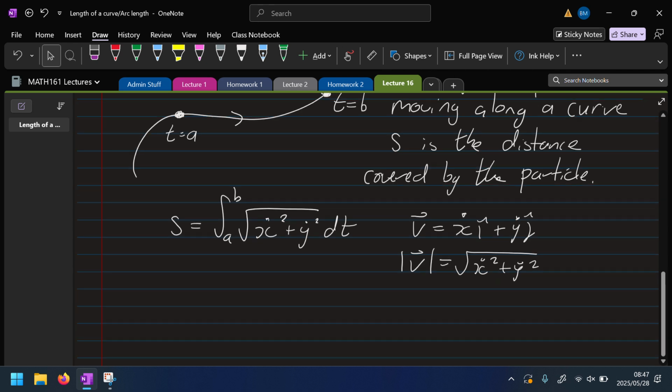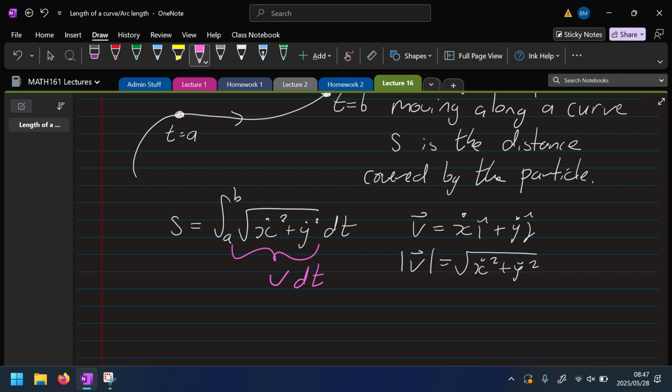So here, if we look at this equation again, this root of x dot squared plus y dot squared, that's just your speed v, without the vector, so it's just your speed times dt. But speed multiplied by time, that's distance. And the integral is just adding up the distance. So you can think of it like that.